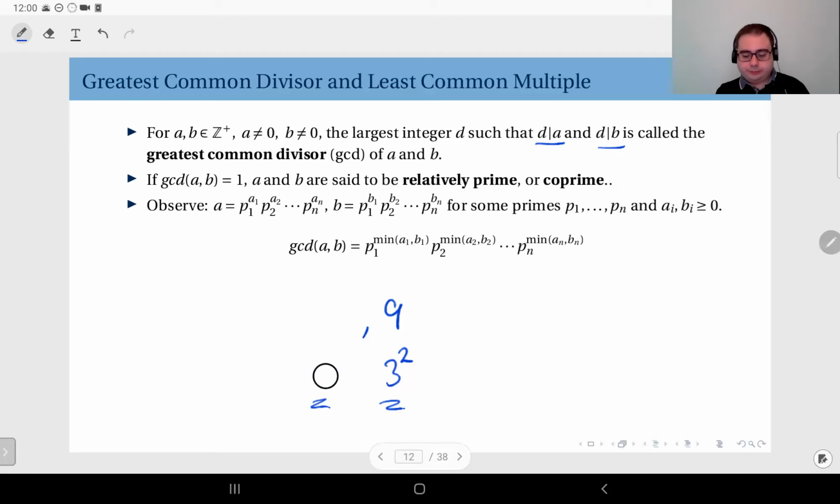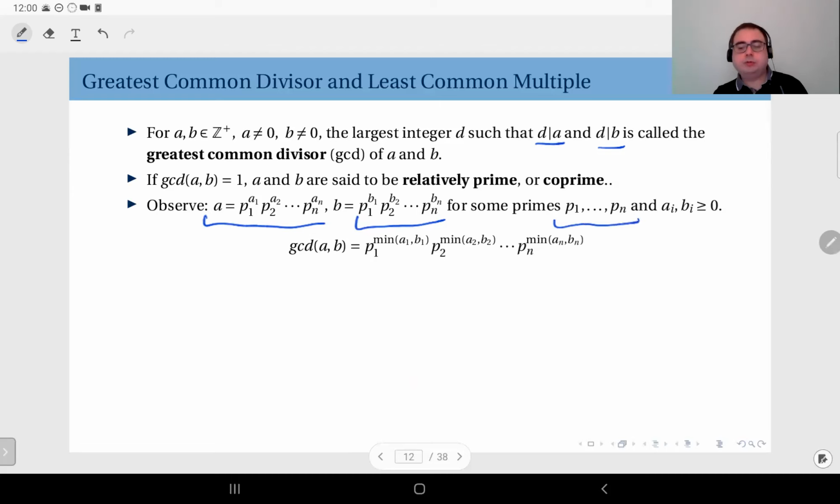Now, in the general sense, observe that when you write the number a in its prime factorization, p1 to power a1, p2 to power a2, etc., up to pn to power an. And if you write b in the form p1 to power b1, p2 to power b2, etc., up to pn to power bn, for some primes p1 to pn, where the powers are non-negative integers, then you can express both the GCD and the LCM actually in terms of these numbers.